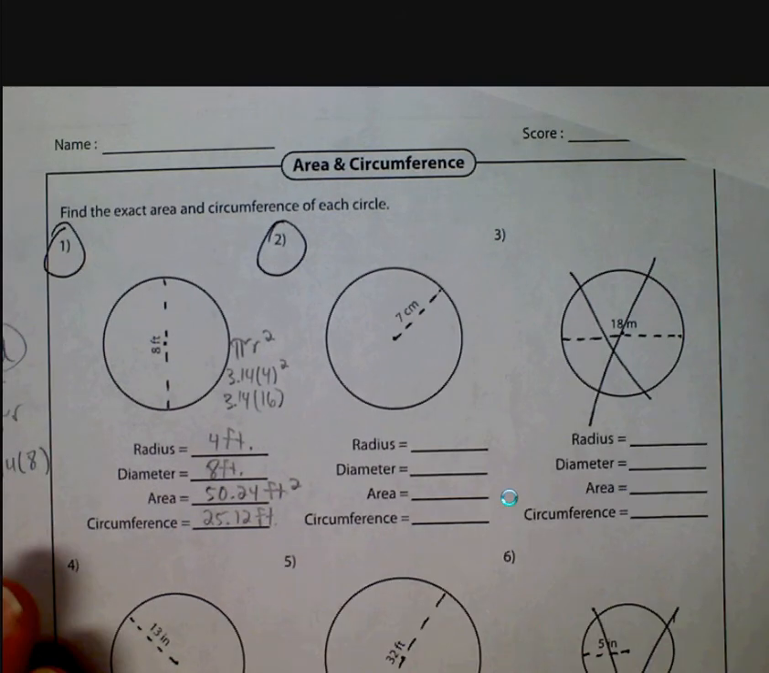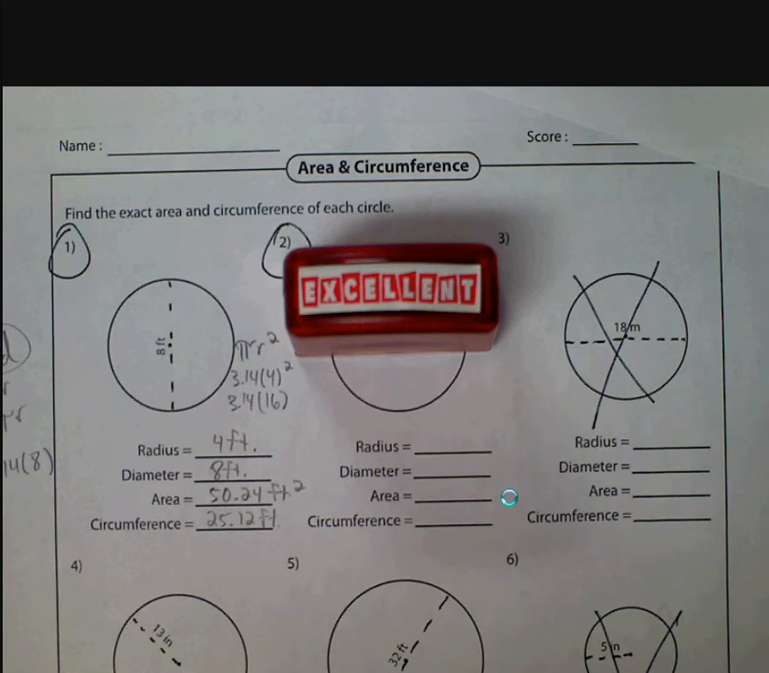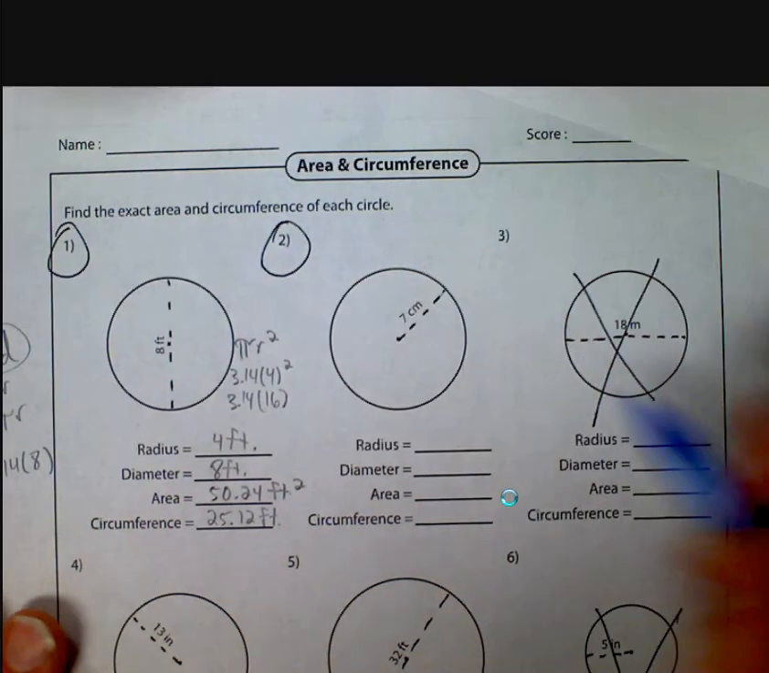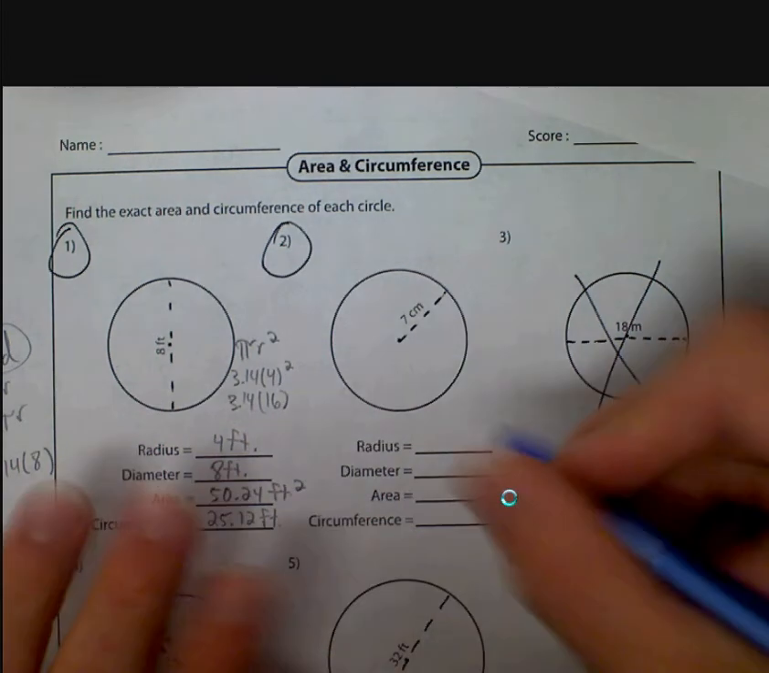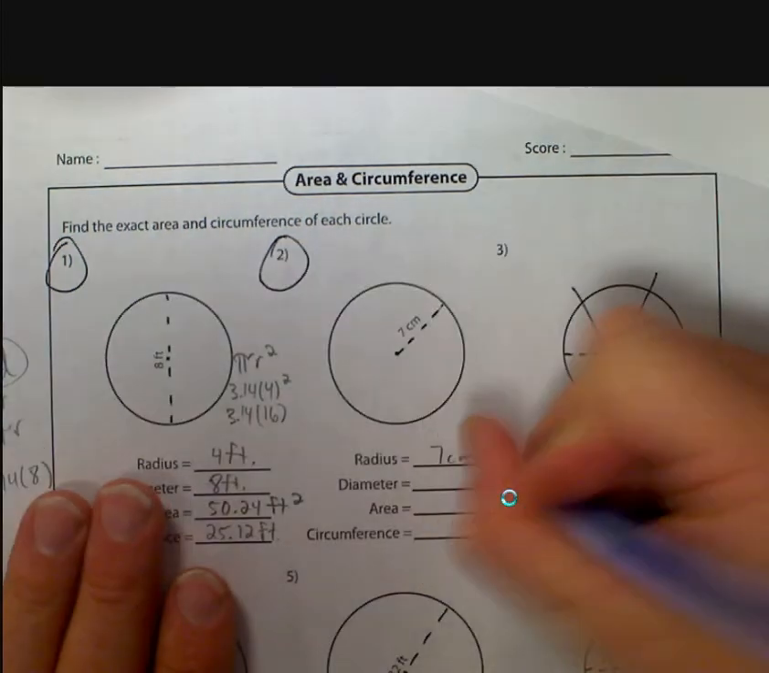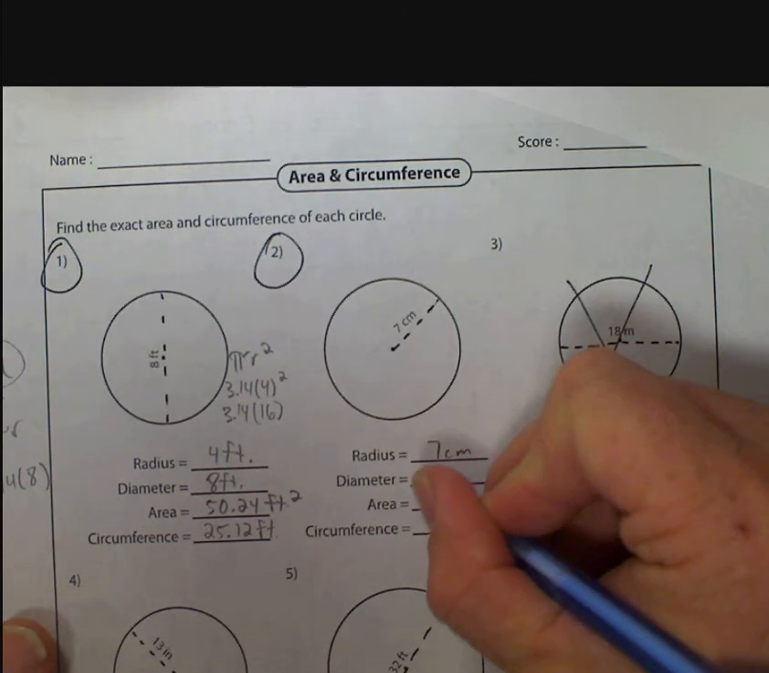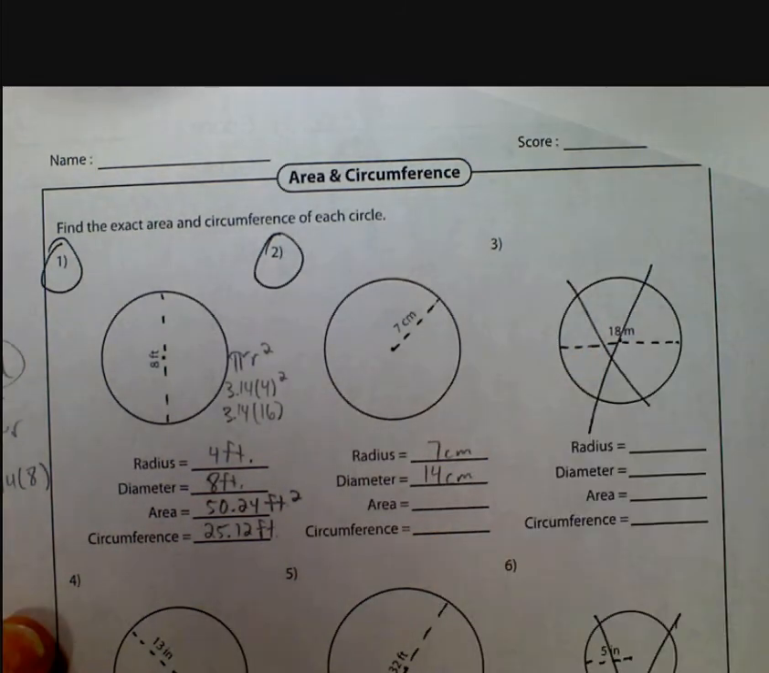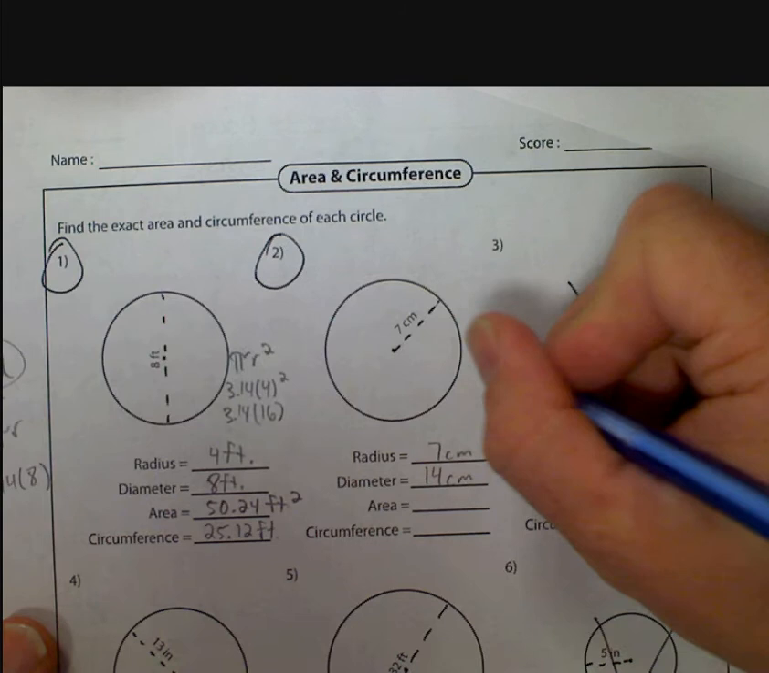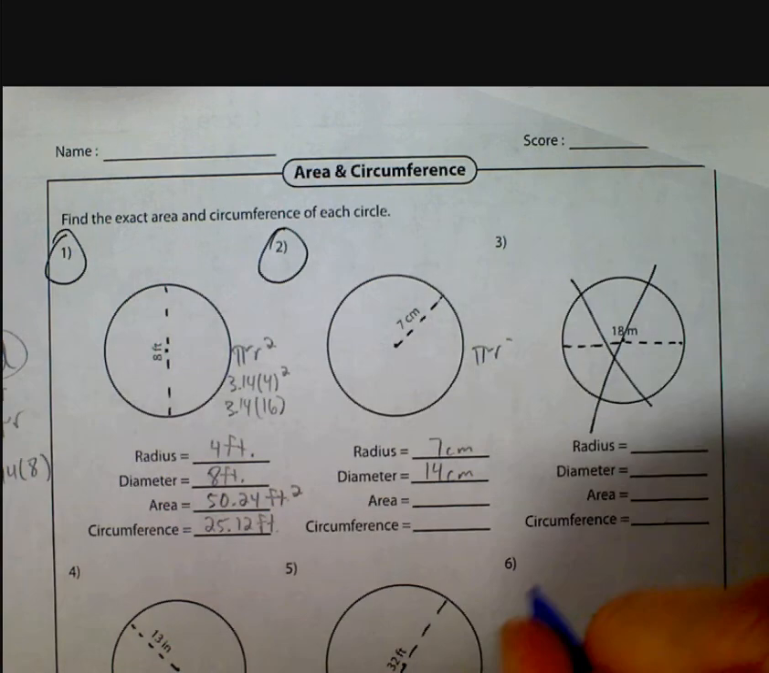Number 2. Actually, I should have said go ahead and pause the video and try number 2 now. On number 2, my radius is actually 7, and my diameter would be twice that, so my diameter would be 14 centimeters.